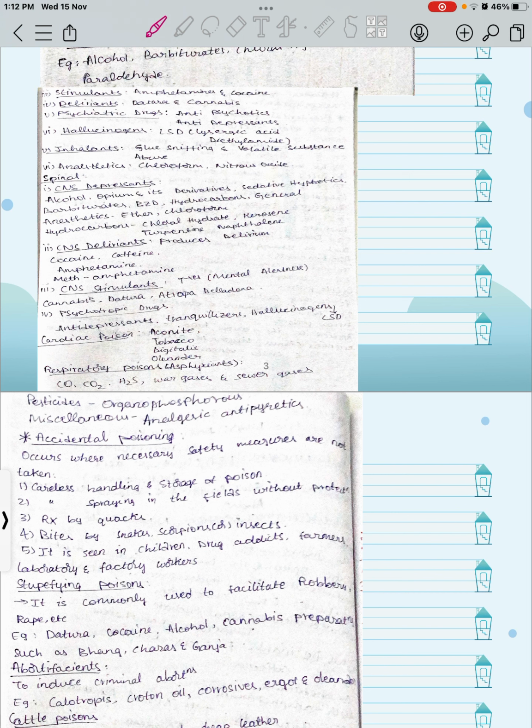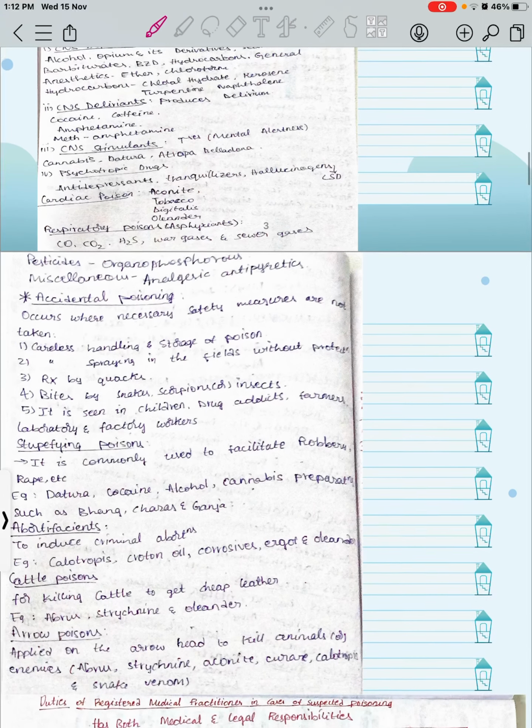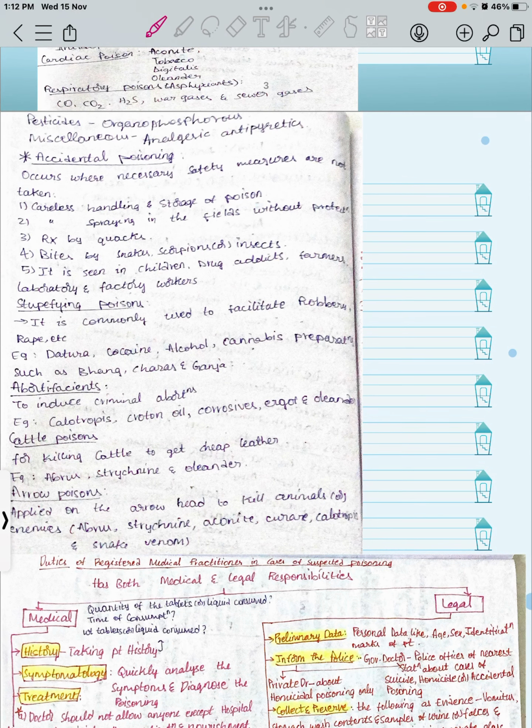They include cannabis, datura, atropa belladonna. Psychotropic drugs include antidepressants, tranquilizers, hallucinogens. And cardiac poisons include aconite, tobacco, digitalis, oleander. Respiratory poisons include carbon monoxide, carbon dioxide, water gases, sewer gases. Pesticides are organophosphorus. And miscellaneous poisons include analgesics, antipyretics.